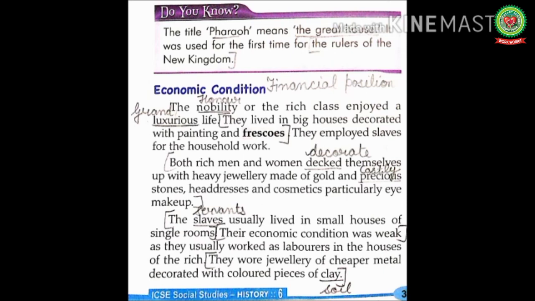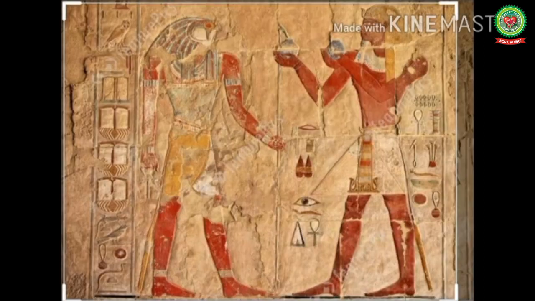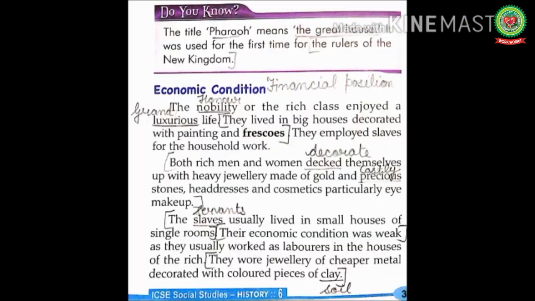They lived in big houses decorated with paintings and frescoes. Students, the meaning of frescoes we have already discussed in important terms. Frescoes means a method of painting by watercolors on fresh plaster on a wall. Next, they employed slaves for the household work. Here employed means to use. Both rich men and women decked themselves up with heavy jewelry made of gold and precious stones, headdresses and cosmetics, particularly eye makeup. Students, mark the word decked means decorate and precious means costly.